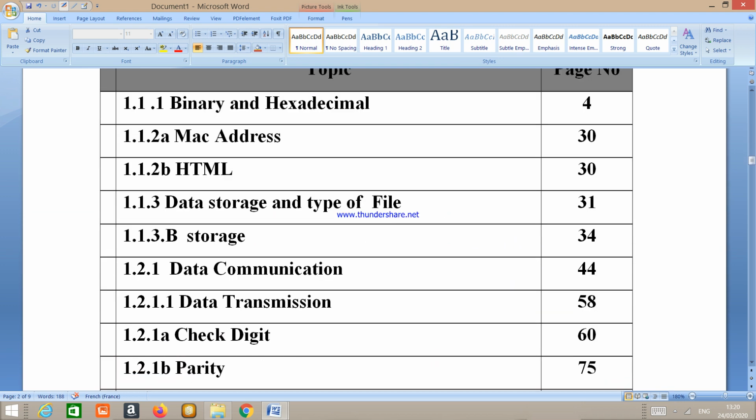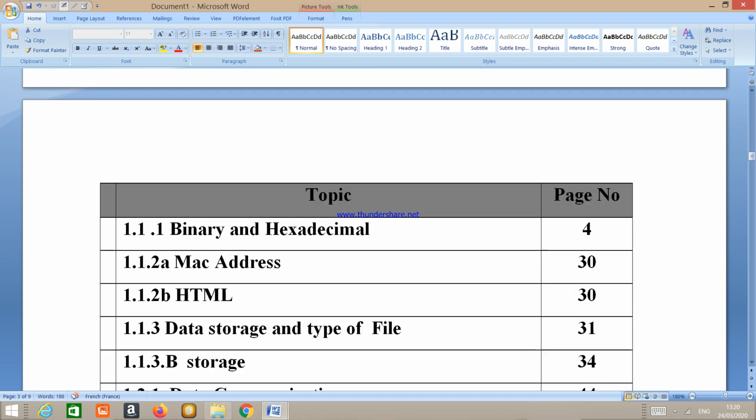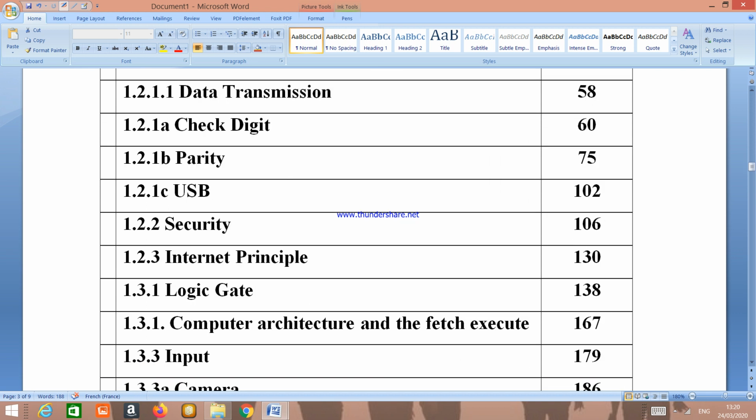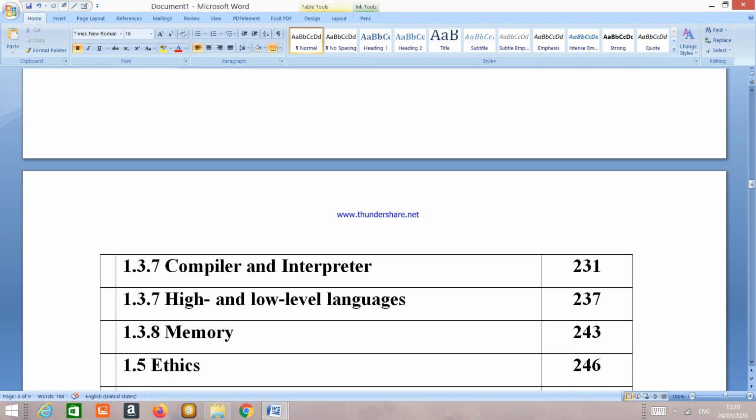Now today the topic, here are all the topics that we are supposed to cover for the school certificate paper 1, and today the topic that we are taking is USB, and it is on page 102.